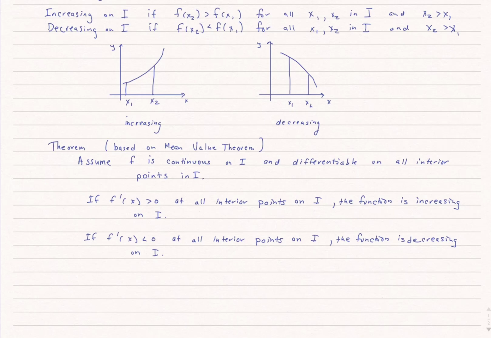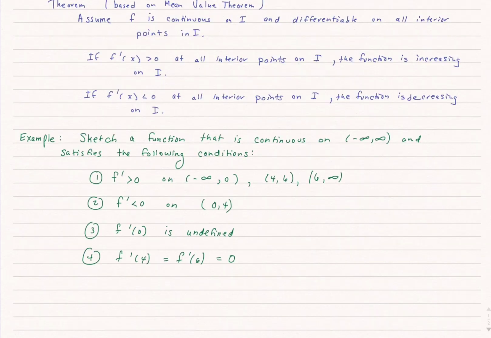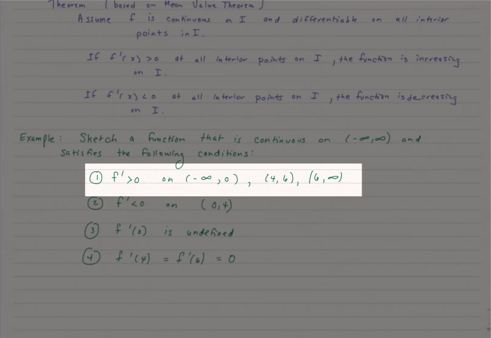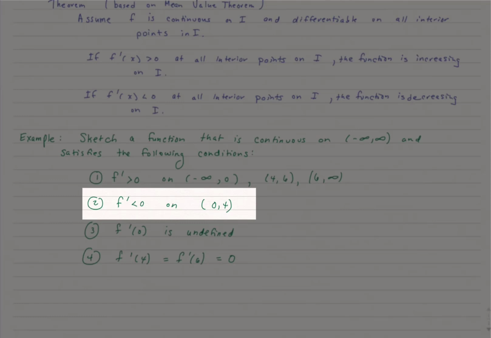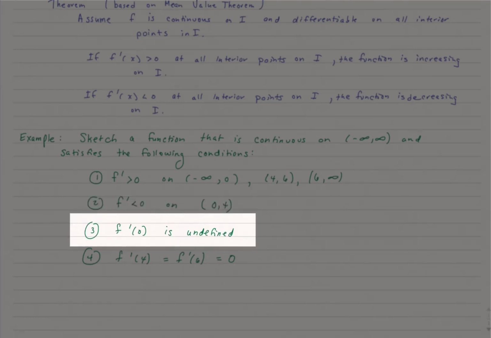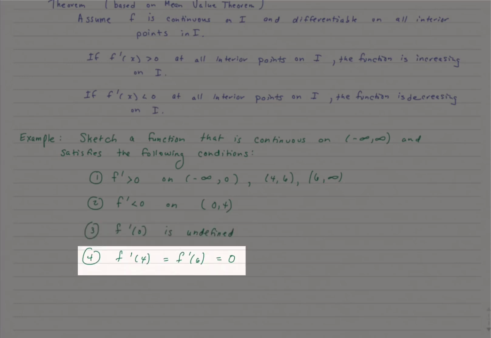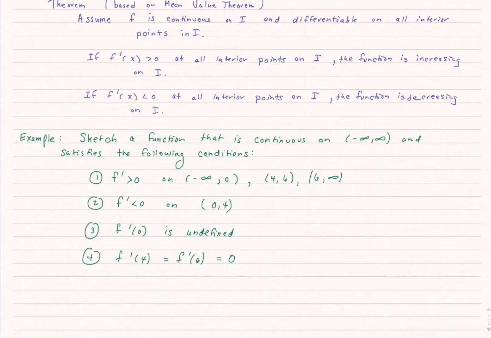That's going to give us a way of sketching graphs of functions without a graphing calculator. Let's see if we can use this to sketch the following function. We know that it's continuous on negative infinity to infinity, and it's going to satisfy the following conditions. The first derivative will be positive from negative infinity to 0, from 4 to 6, and from 6 to infinity. The first derivative will be negative on the interval 0 to 4. f prime of 0 is undefined, and f prime at 4 and at 6 are the same number, they're equal to 0. Let's sketch this on a number line.